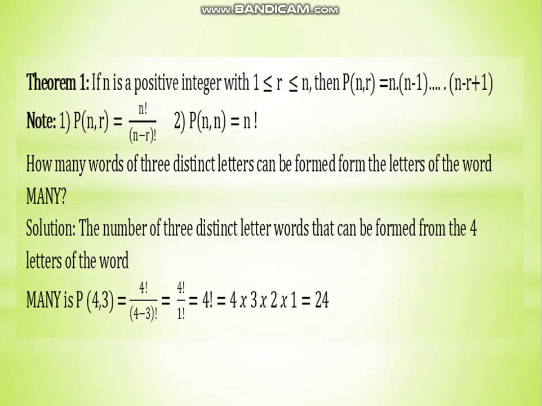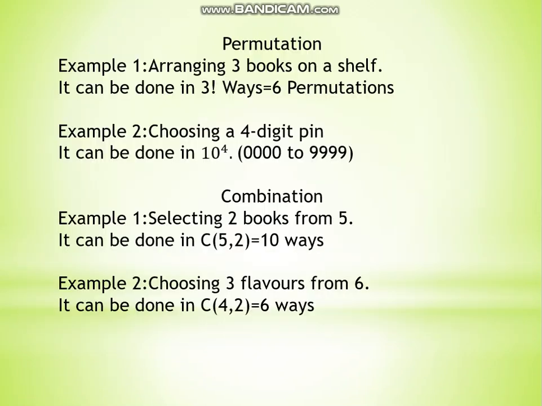So this is an example of a permutation since order is important. So this is P43. So the answer will be 4 factorial upon 4 minus 3 factorial. So it is 24 words of 3 distinct letters can be formed from the letters of the word many. Permutation examples, few more are there.